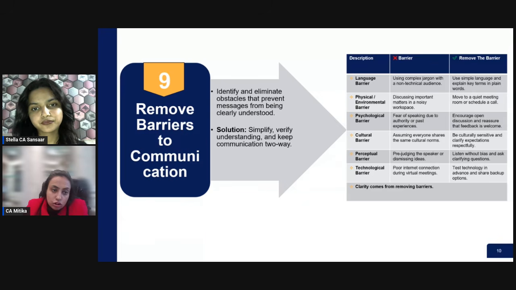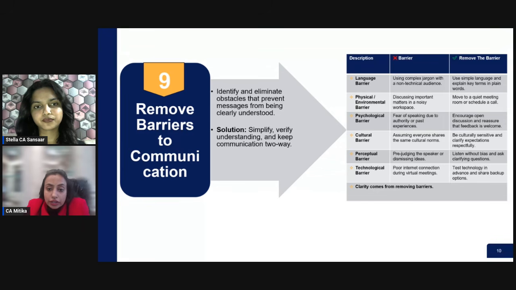Now, let's talk about the perceptual barrier. Remember our example in our previous session in which the article told the client a certain observation, but the client would not perceive it with the same level of understanding when the same thing comes out of the mouth of the senior partner. So always listen being non-judgmental. Listen without bias and ask clarifying questions if any.